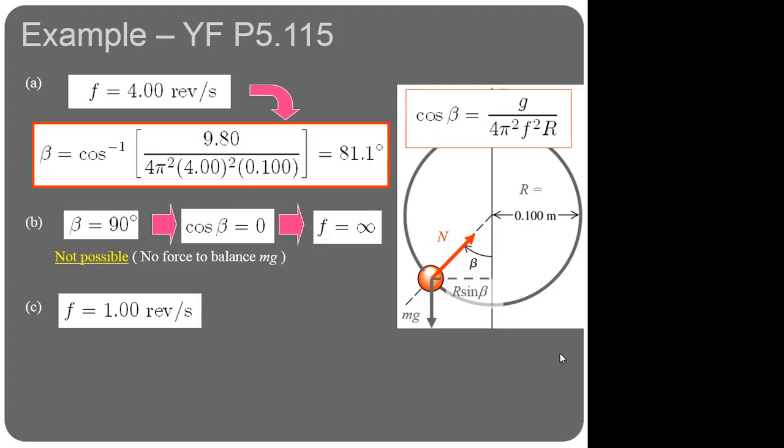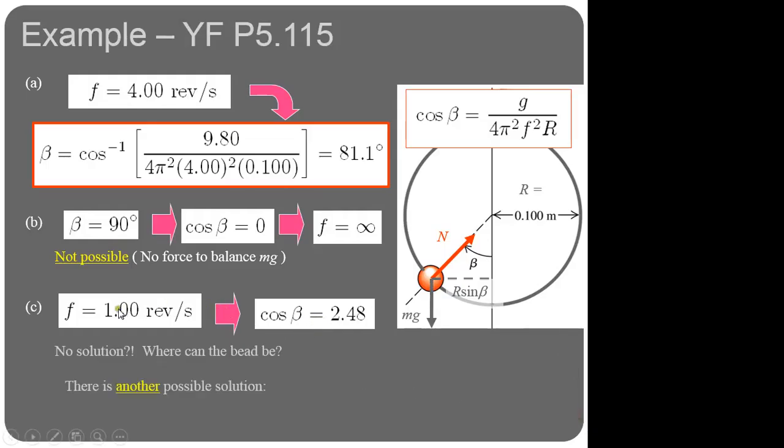Part C. Oh, what's part C? Part C asks you what will happen if you're spinning at 1 rev per second. It's interesting, huh? You would think that if I'm spinning at 4 revolutions per second, the angle is 81.1. At 1 rev, the angle should be, well, smaller. Don't know whether it's linear or not, but much smaller. Let's see if that's possible. Oh no, if you sub f equals 1, cosine beta becomes bigger than 1. How can that be done?